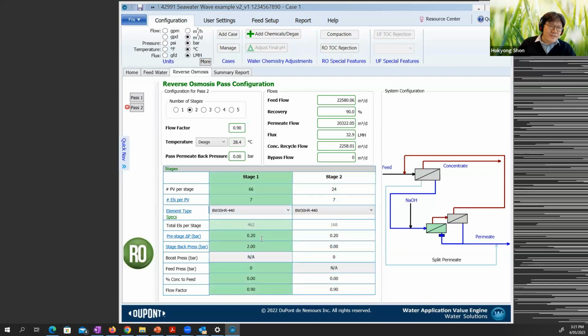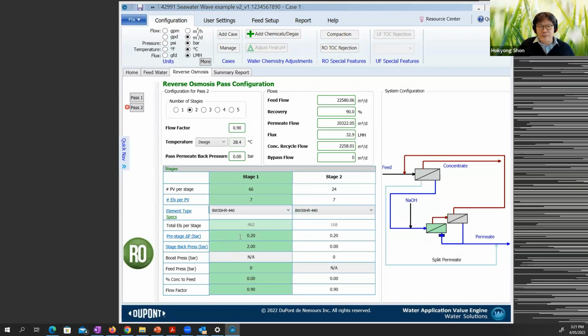Also, what happens with the pre-stage delta P? The pre-stage delta P is this: your water is flowing this way, right? And then the permeate water is passing through your second stage, second pass, and then what happens is that you have a little bit of pressure. The pre-stage pressure will be around 0.2. So you're pushing through 0.2 pressure in this system.